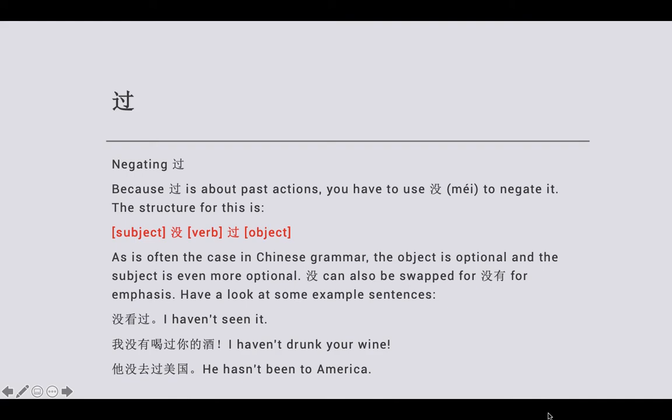The object 你的酒, your wine. I haven't drunk your wine. 我没有喝过你的酒。He hasn't been to America. 他没 and then the verb 去过, been to, object America. He hasn't been to America. 他没有去过美国，他没去过美国，they are both okay. So these are the grammar points, I think I made them clear.